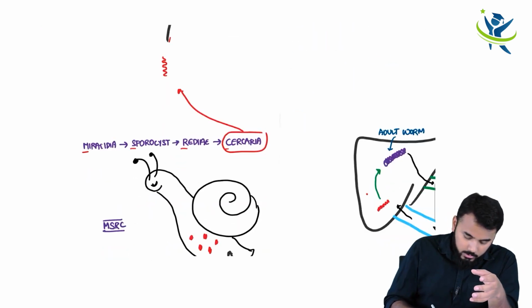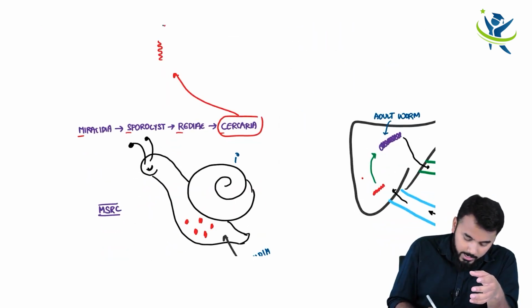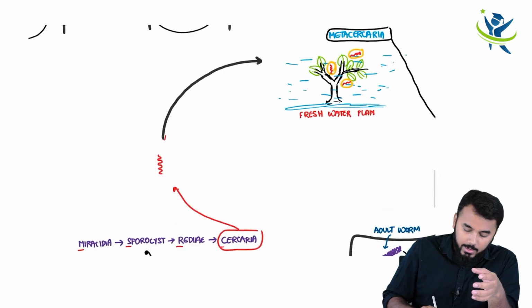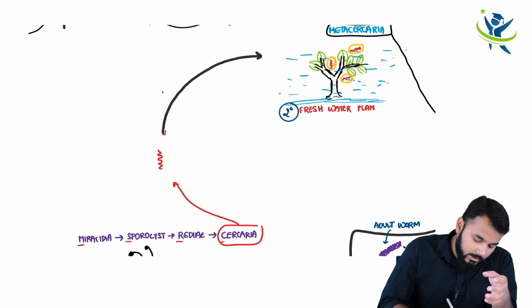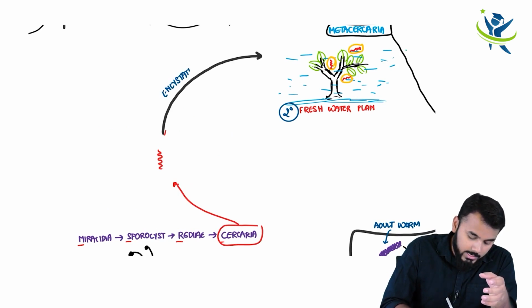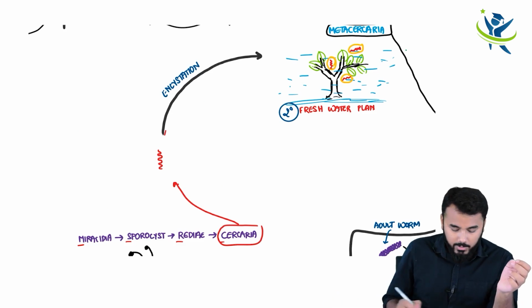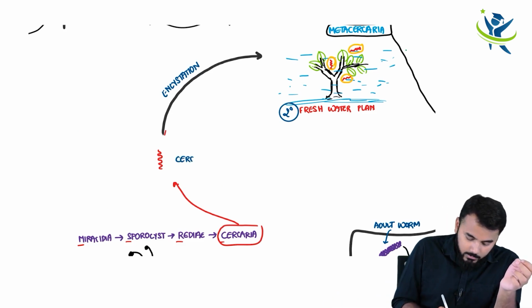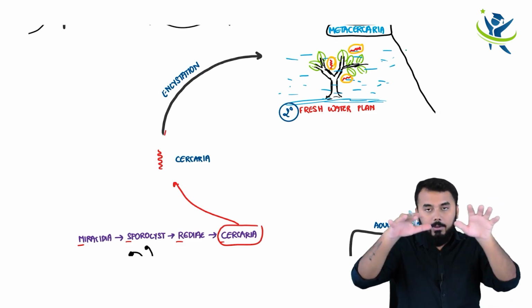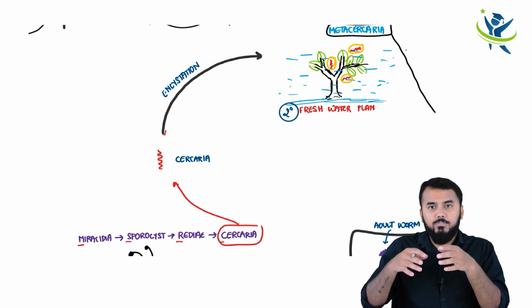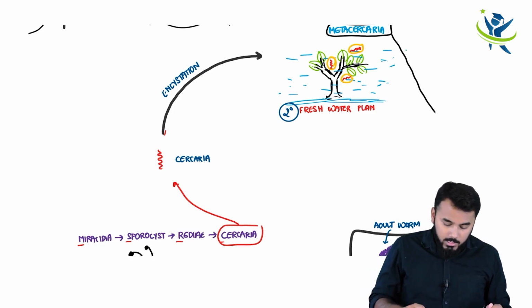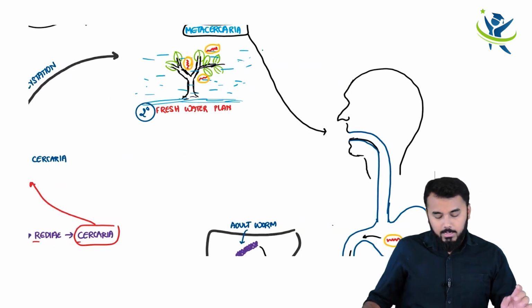So this would be your primary intermediate host, and this would be your secondary intermediate host. On the secondary intermediate host, encystation happens. What is this? Cercaria. Cercaria is developing a cyst around it, and that is called encystation, and that happens in the freshwater plant. So this is the basic life cycle, guys.